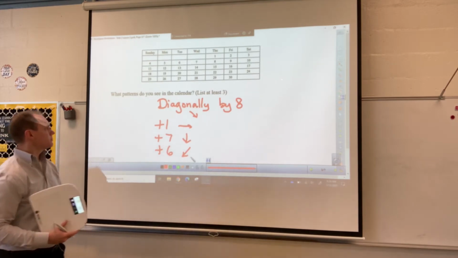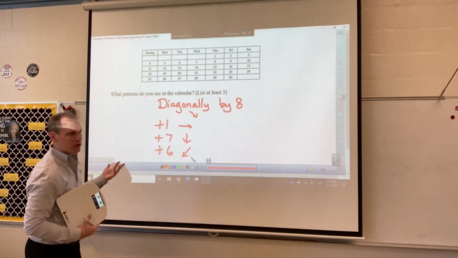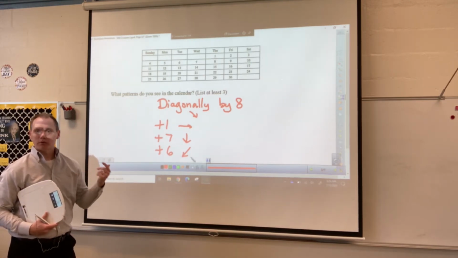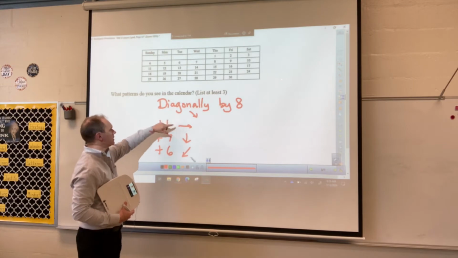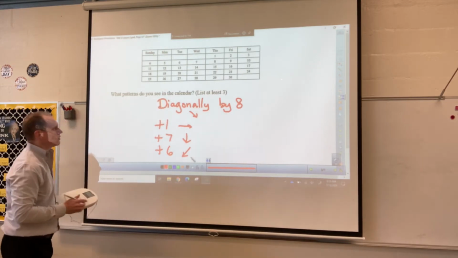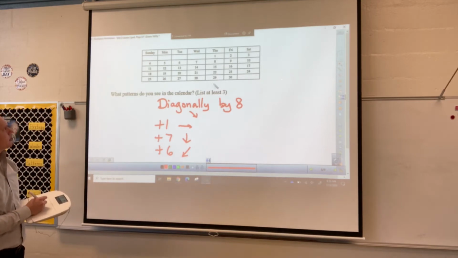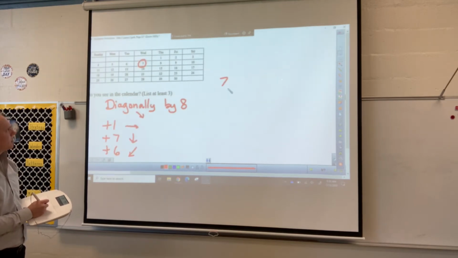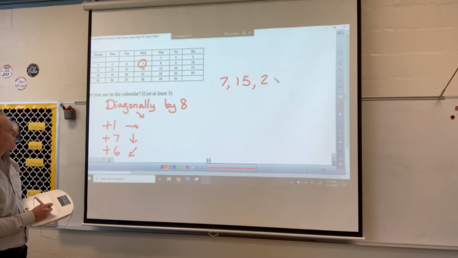Okay, so let's take some of these and see if we can come up with a formula or an equation to represent the relationship between the number in the sequence and then the actual value. So let's take diagonally by 8. Let's start with maybe the 7 here. If we write out the numbers in this sequence, we have 7, and then the next one's 15, and then the next one's 23.